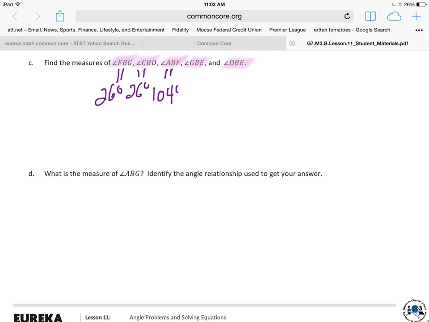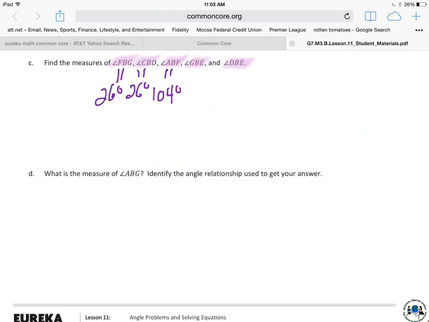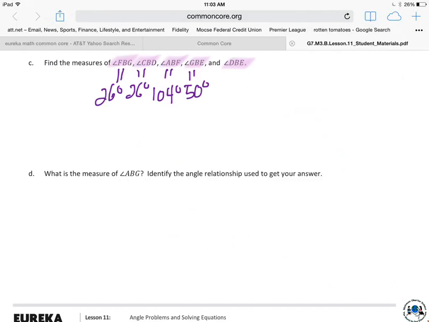How about GBE? GBE is also vertical to the 50 degree angle, therefore we know that is 50 degrees. GBE equals 50 degrees. And finally, DBE, which is right here, which is also vertical to this angle, which we now know is 104 degrees. Therefore, it is 104 degrees as well. So you can see all these different pairs of vertical angles we have.